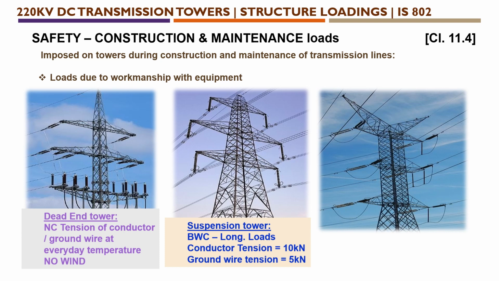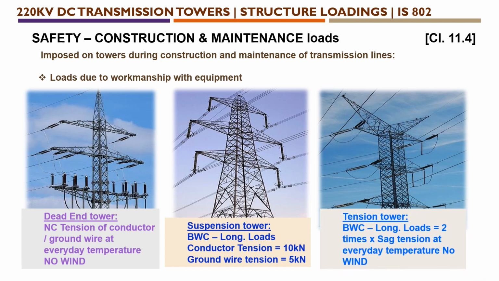And the third one is line tension tower or angle tower. In this we need to apply a broken wire condition considering the longitudinal loads, which is 2 times the sag tension at everyday temperature. In this case also we need to avoid wind, so wind load should not be considered. So these are the three major loading parameters we need to have while doing the design of transmission line tower.